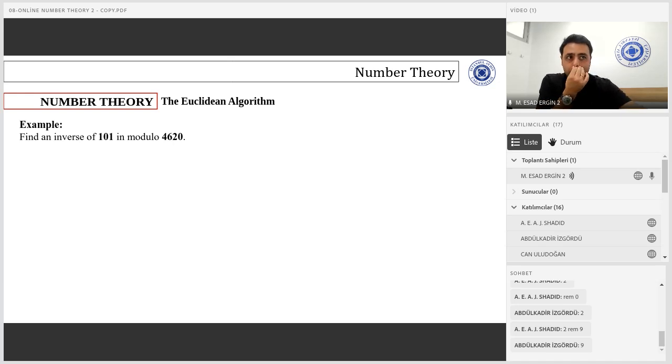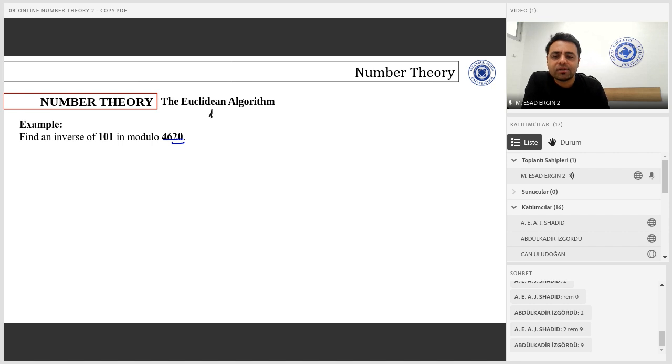So here it is the same procedure. We have to continue, or we are going to apply. Let's do it together. The biggest one is modulo itself. You can just write this expression as 101. This is a prime number, we know that.